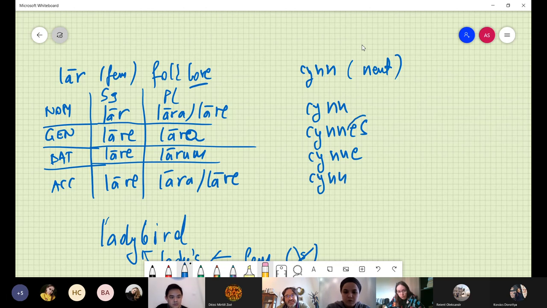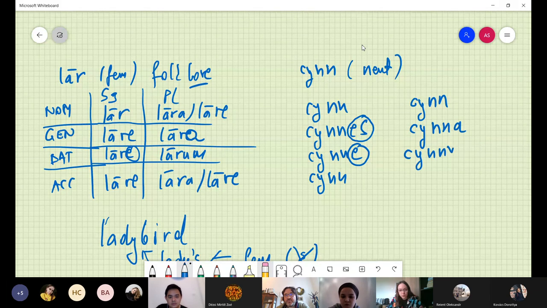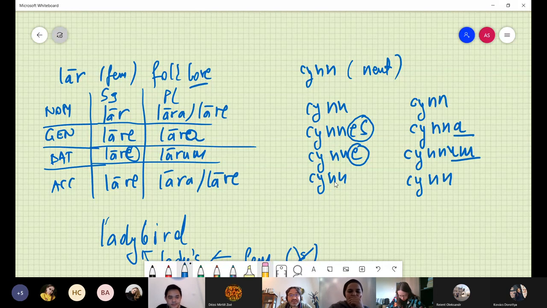So you see that you still have the genitive s, which is typical of masculine and neuter nouns, but not of feminine nouns. You have the dative suffix here, which is also found in the masculine nouns. It is also found in the feminine, that's true. The plural is cyn and not cynnas. The genitive plural is cynna. The dative is cynnum. And the accusative is cyn. Okay, now this is what a typical neuter noun looked like.